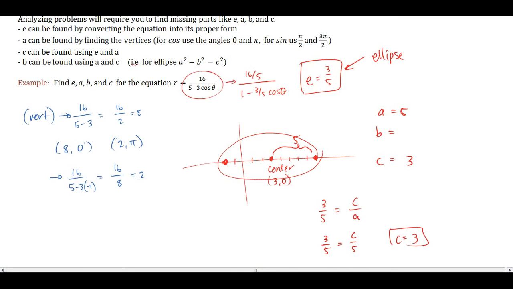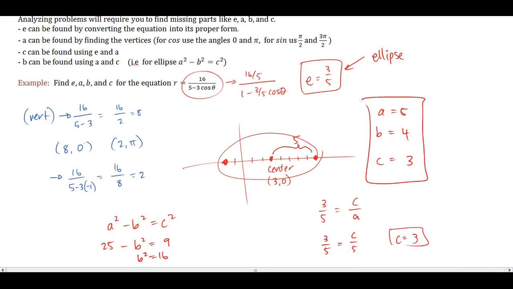So now we know that. And then last but not least, since this is an ellipse, I know A squared minus B squared equals C squared. And since I know A and C, I have 25 minus B squared equals 9. So now all I have to do is 25 minus 9, which means B squared is 16. And now that I know that, B must be 4. And so there is your eccentricity and your A, B, C.